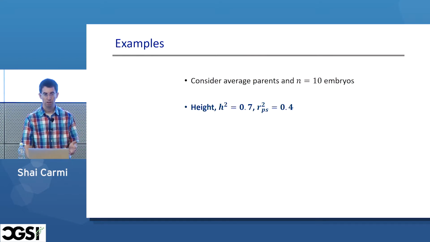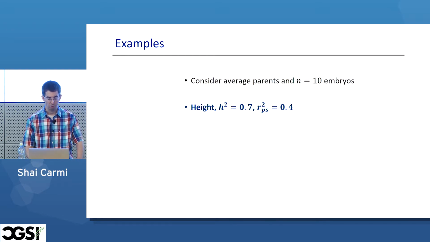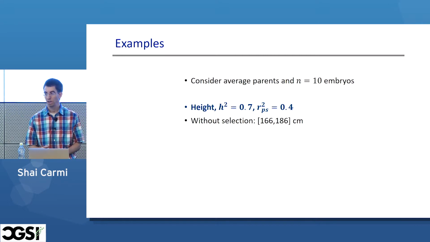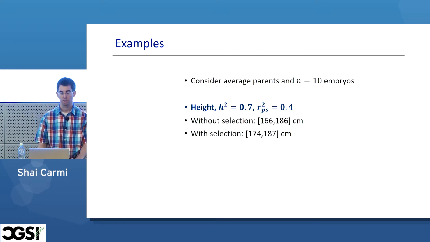Let me give you an example to show you what we expect. Let's say again we have 10 embryos, and we can explain 40% of the variance using the score. Without selection, if I just take a random male in the population, a 95% prediction interval for the height of that random individual, assuming the average is 176, is approximately this range. Whereas with selection, what we achieve actually, and this is really important.